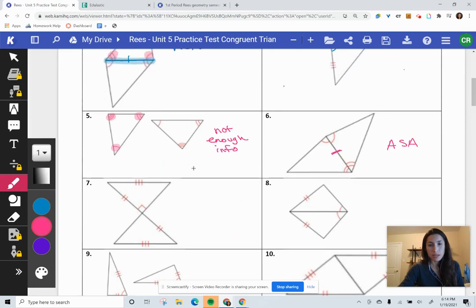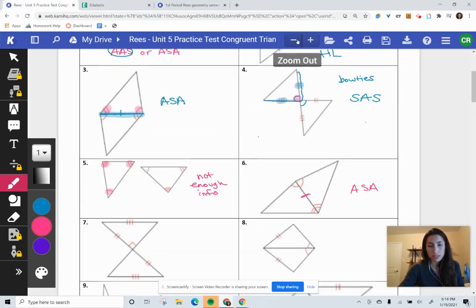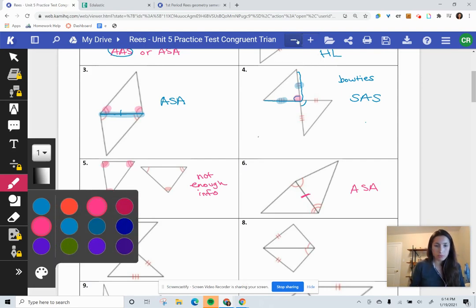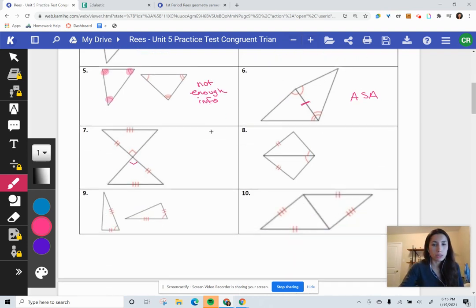For number 7, it actually looks like question 4. The only difference there is that there's a right angle symbol in this corner. So that means this is vertical to it and it would also be a right angle. And then the sides that are marked there are not the same as they were in question number 4. So let's take a look.